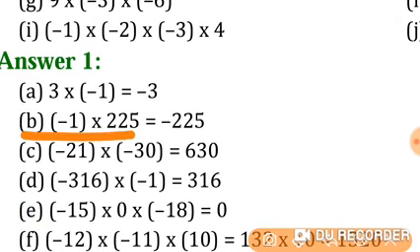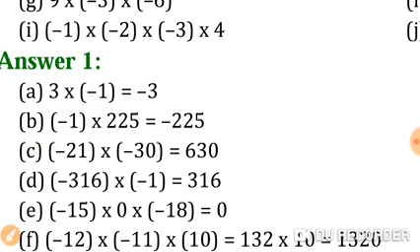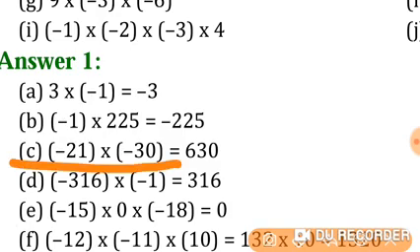minus 1 into 225. Just now I said just multiply the numerals and then multiply the sign. 1 into 225 is 225. Minus 1 into plus, because 225 doesn't have any sign, it is plus only. So minus into plus is minus. Okay. Then go for the C question.